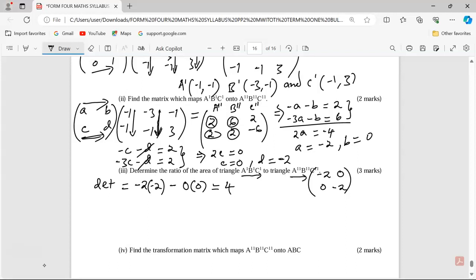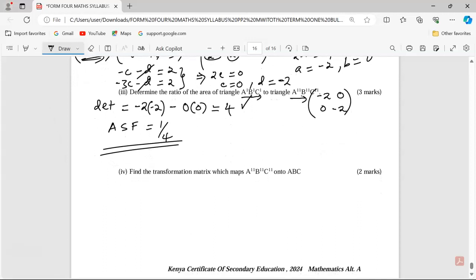Now, if it was about area of image divided by area of object, we could have said the determinant is 4. But in this case now, we want area of object to area of image, whereby now the area scale factor is going to change to 1 out of 4, because now it is area of object to image. If it were area of image out of area of object, it would have remained to be 4. But now we have to take the reciprocal.